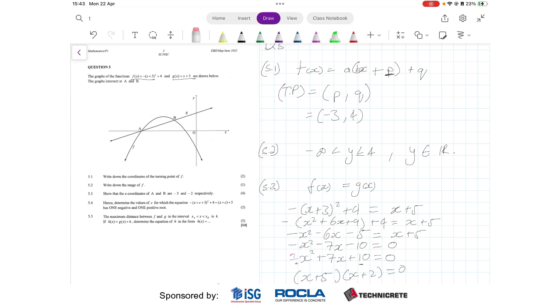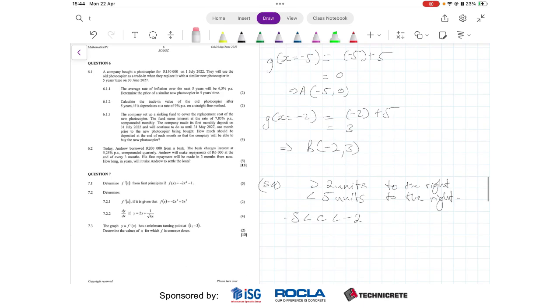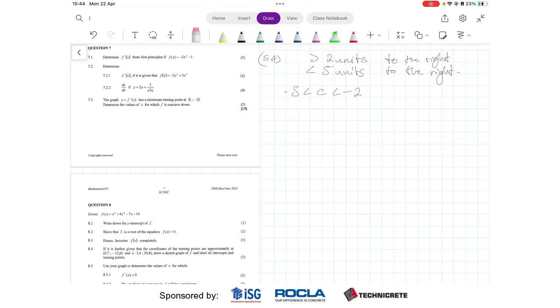5.5: the maximum distance between f and g in the interval xa and xb is k. If h at x is equal to g at x plus k, determine the equation of h in the form h at x equals and so on. Now we are told that the maximum distance is k, right? We may thus write, 5.5, k is equal to f at x minus g at x. That is the distance between f and g.